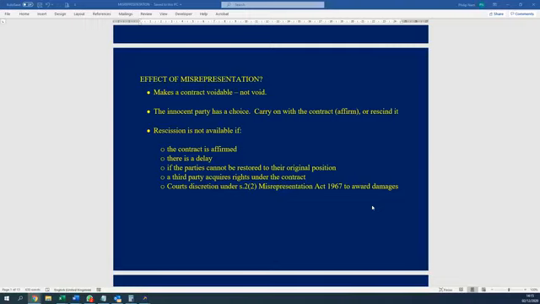Rescission is not available if the contract is affirmed or there's a delay, and delay is objective really, it depends on all the circumstances, or if the parties cannot be restored to their original position. Rescission is not available if the third party acquires rights under the contract, like say assignment, or if the court decides under the legislation to award damages in essence instead of rescission, and that's a discretionary measure.